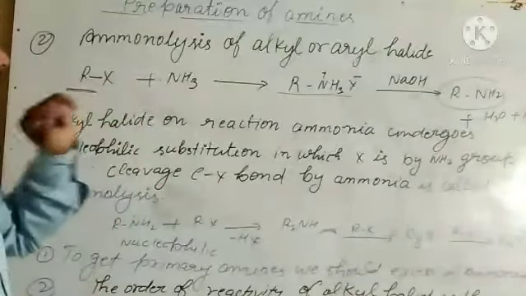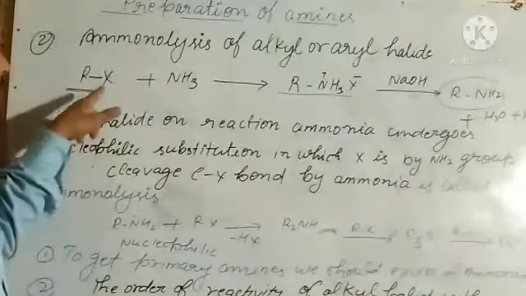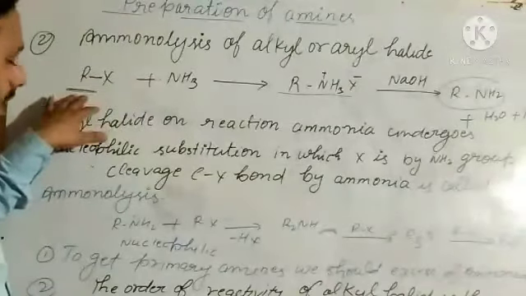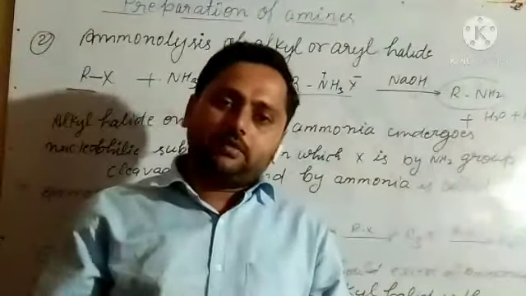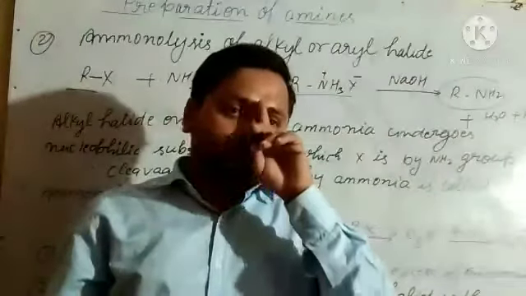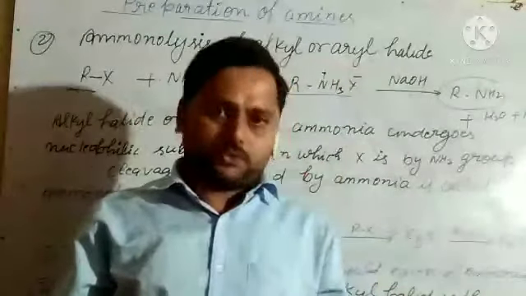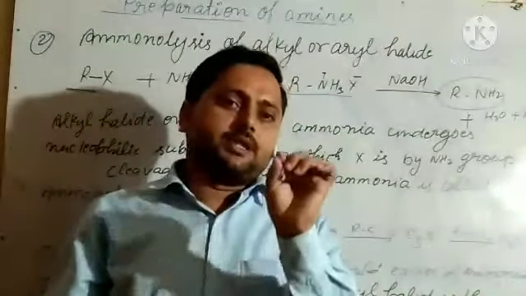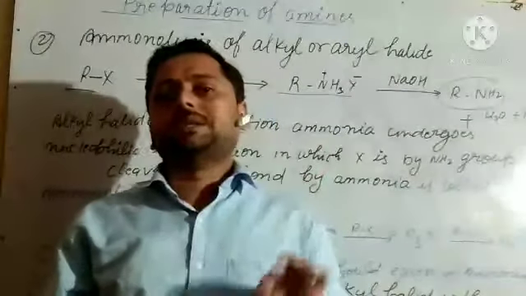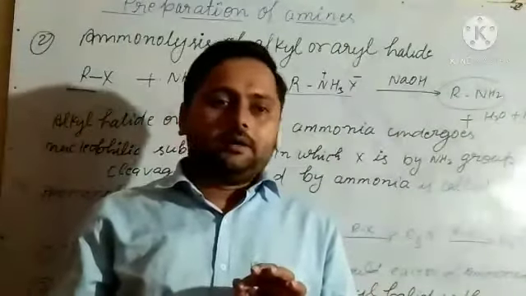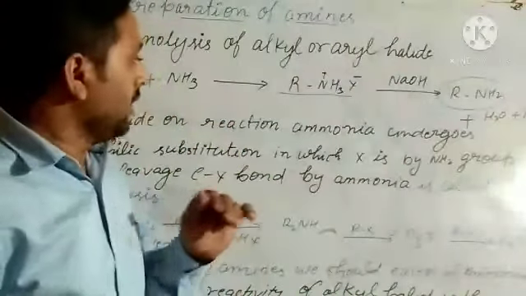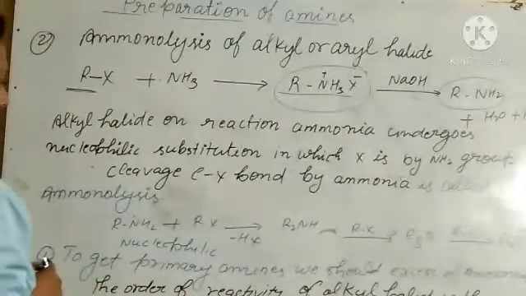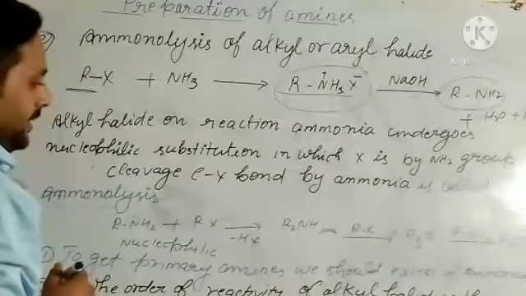Alkyl or aryl halide reacts with ammonia. Alkyl halide or aryl halide on reaction with ammonia undergoes a nucleophilic substitution reaction, in which the halogen is replaced by NH2. The cleavage of the C-X bond by ammonia is known as ammonolysis. And to get primary amine, the salt we get is made to react with NaOH, and we get primary amines.